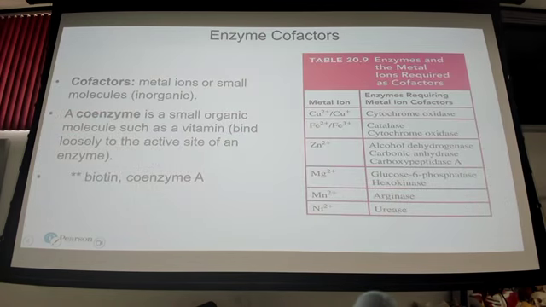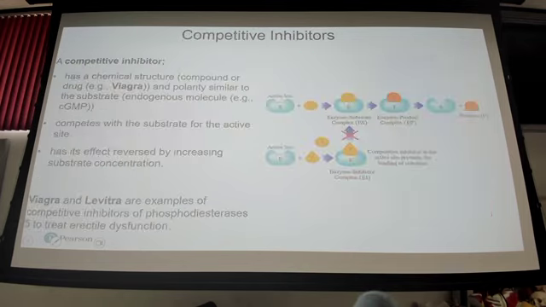We talked about cofactors for enzymes. We know coenzymes are vitamin derivatives. Cofactors are metal ions. Coenzymes are organic molecules. So, someone tell me in your own words, what's happening in competitive inhibition?